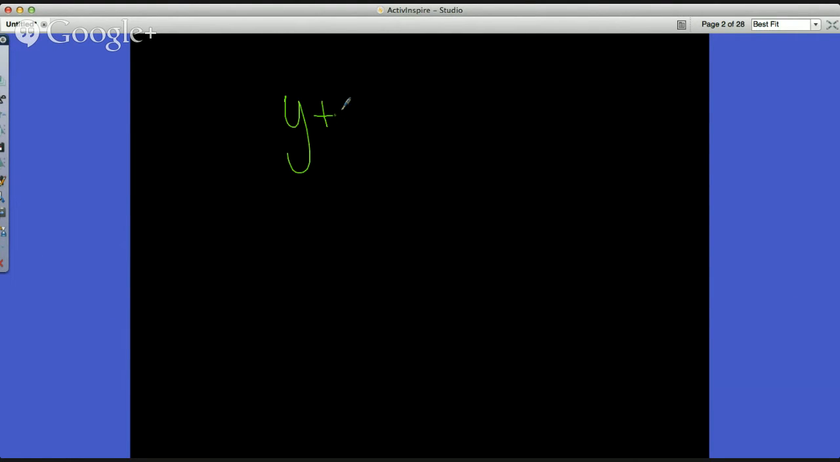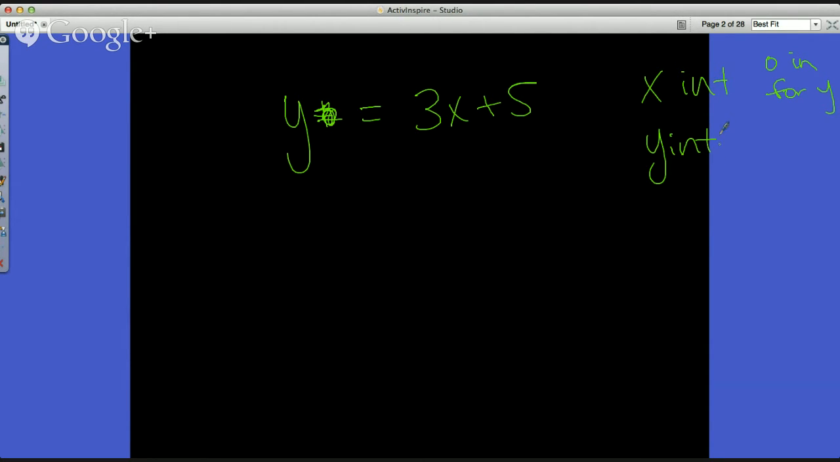So right now, let's say we have y equals 3x plus 5, and I say find the x-intercept and the y-intercept. This is something good just to know for future sake, especially going to college. Anytime we solve for the x-intercept, plug 0 in for y. If I solve for the y-intercept, plug 0 in for x. Okay? Does that make sense? So plug 0 in for the opposite and then solve.